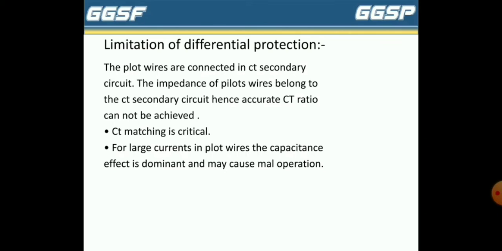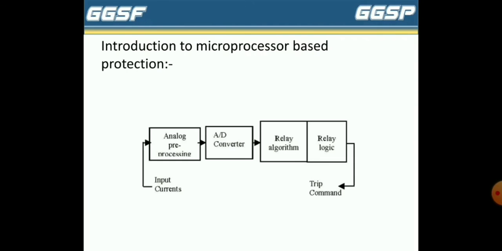Limitation of differential protection. The pilot wires are connected in the CT secondary circuit. The impedance of pilot wires adds to the CT secondary circuit, hence accurate CT ratio cannot be achieved. CT matching is critical. For large currents in pilot wires, the capacitance effect is dominant and may cause maloperation.